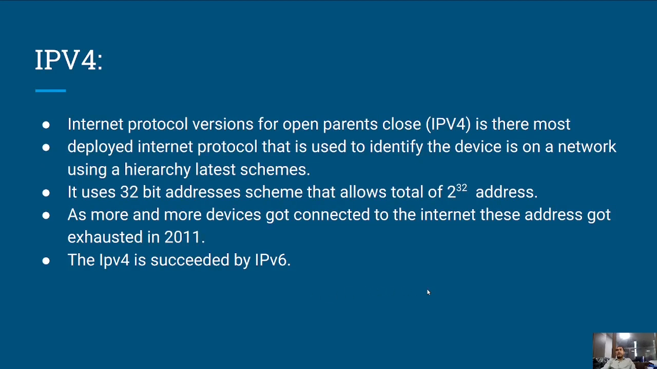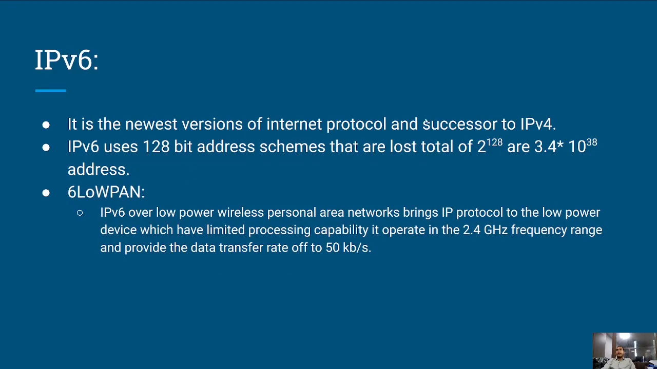IPv4 is Internet Protocol version 4, and it is the most deployed Internet protocol that you can find. It uses 32-bit addresses, which means there are only 2 to the power 32 addresses. As the number of devices increased, these addresses were exhausted in 2011. Now it has been succeeded by IPv6, which is a newer internet protocol that uses 128-bit addresses, which means 2 to the power 128 addresses are possible.